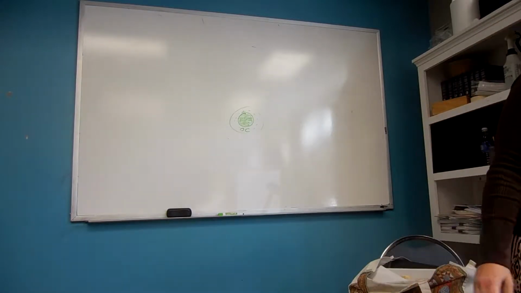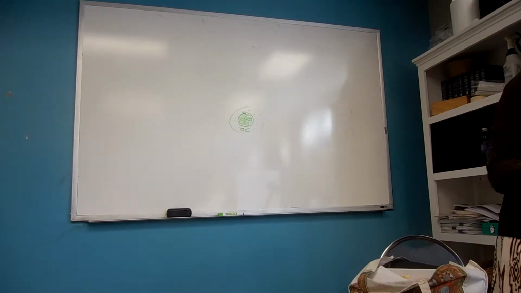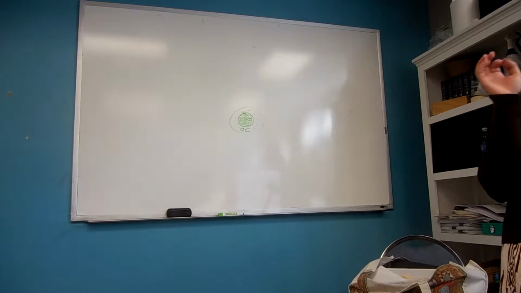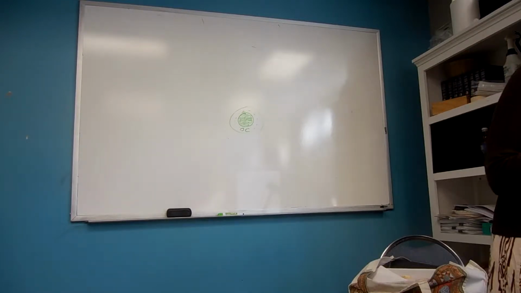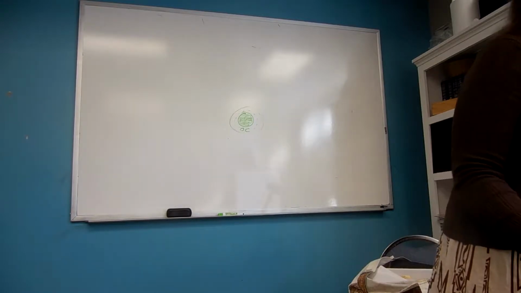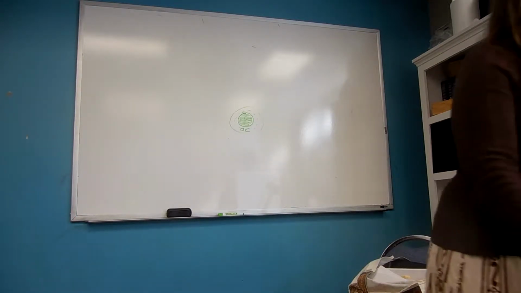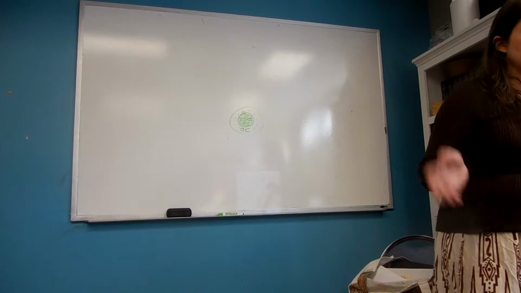But does anyone know what the two theories are about why we have a magnetic field? Bethany? The dynamo theory. And, Duchesne? The rapid decay theory. Okay, so the dynamo theory is the most popular theory today.